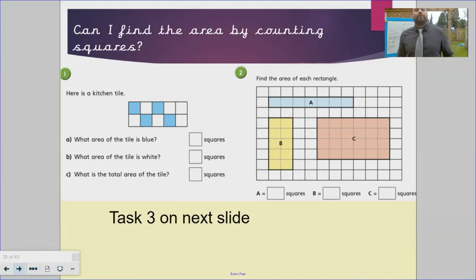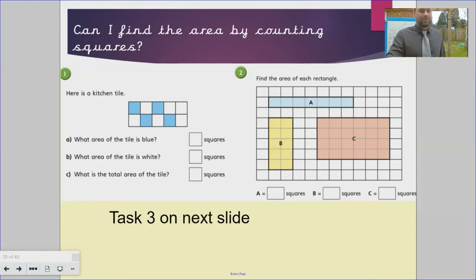So, number 1, here is a kitchen tile. What area of the tiles are blue? What area of the tile is white? And then what is the total area of that kitchen tile? Question 2, find the area of each rectangle.